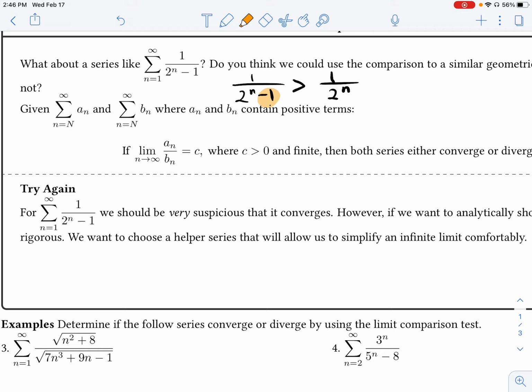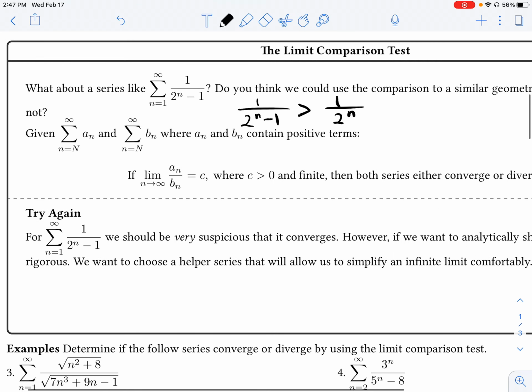And in calculus, we have a way of describing that, and that's called a limit. We say that the limits of these functions as n approaches infinity should be exactly equal to each other. And so while we should be very suspicious that this series here converges, like we think it will, because we think it's going to do pretty much the same thing that 1 over 2 to the n does, we need a more analytical way of expressing that. And that's where the limit comparison test comes in.